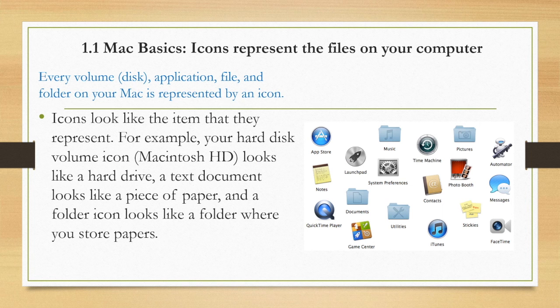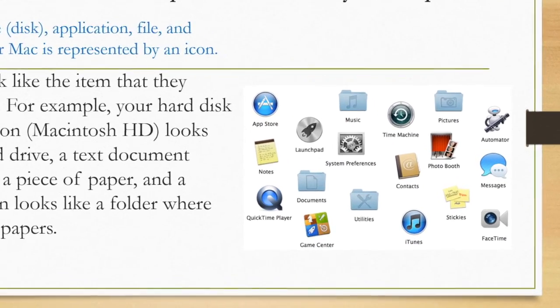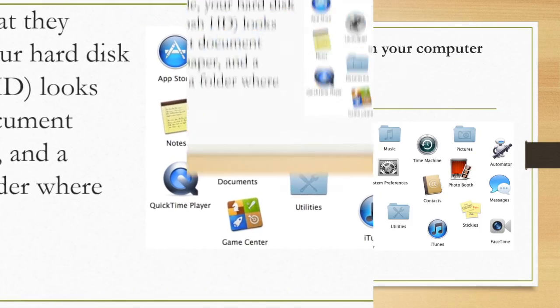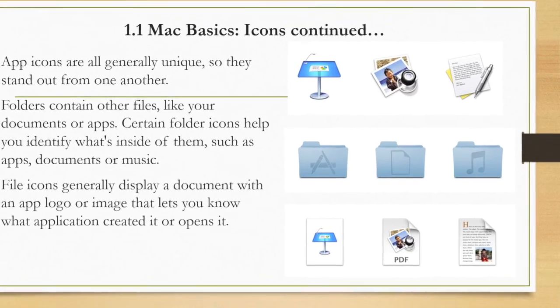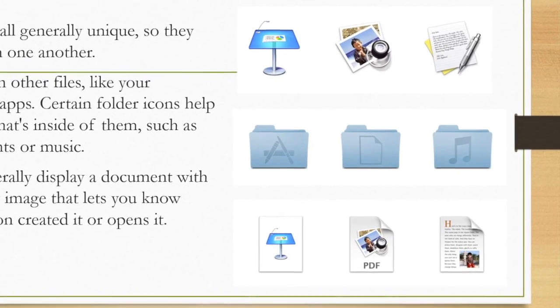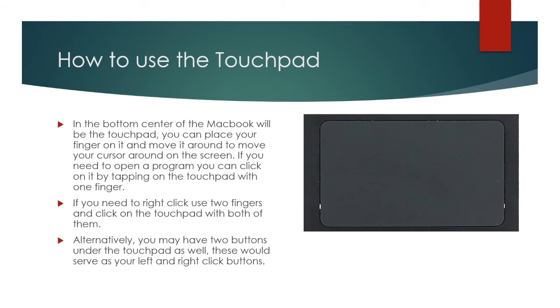Icons look like the items that they represent. For example, your hard disk volume icon, Macintosh HD, looks like a hard drive. A text document looks like a piece of paper. And a folder icon looks like a folder where you store papers. App icons are genuinely unique, so they stand out from one another. Folders contain other files like your documents or apps. File icons genuinely display a document with an app logo or image that lets you know what application created it or opens it.